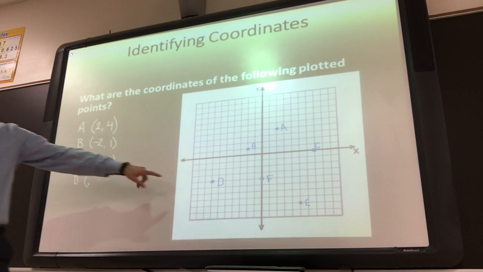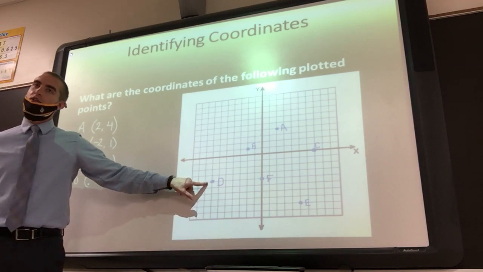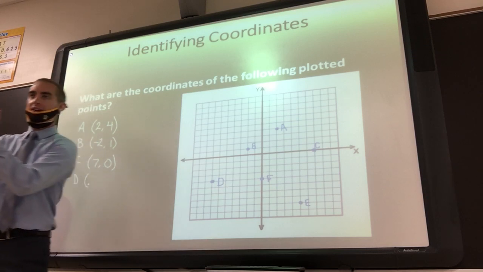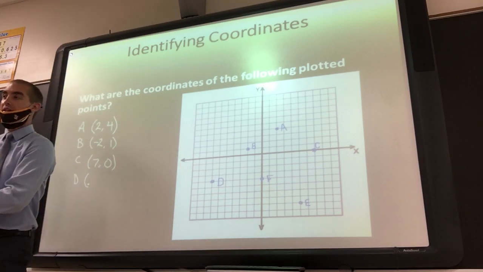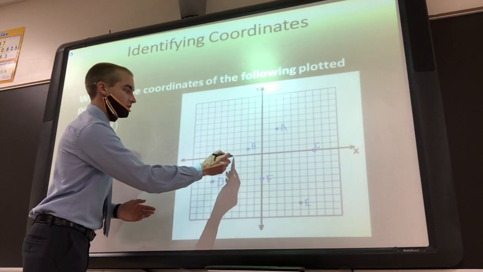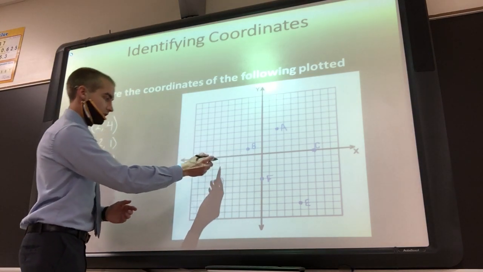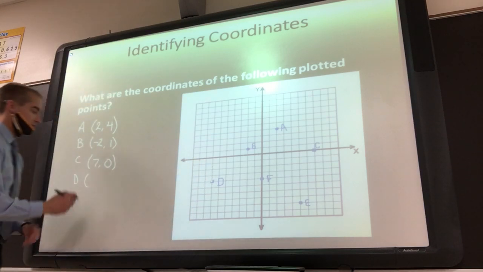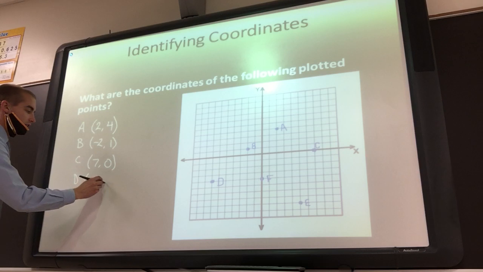Okay, point D. Point D is in quadrant 3. Quadrant 3 is the one where both x and y are negative. Because I'm going to the left, which is negative. I'm going down, which is negative. So count how many times you have to go to the left. Is it 7? And then I go down 4. So negative 7, negative 4.